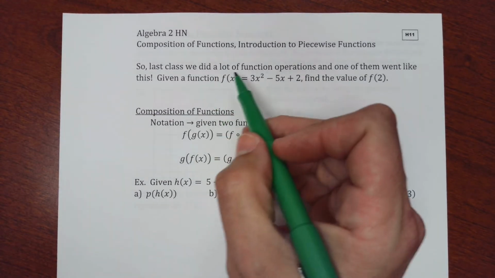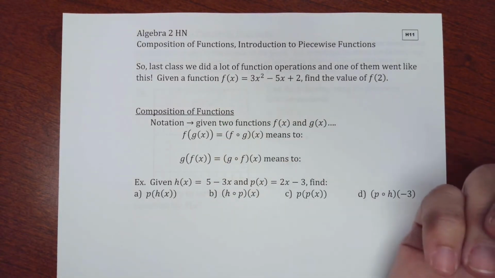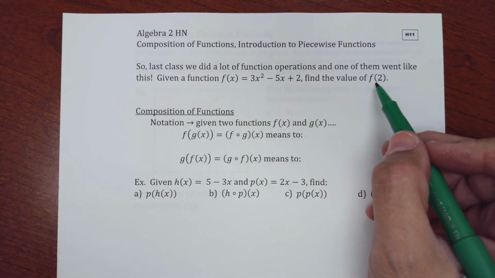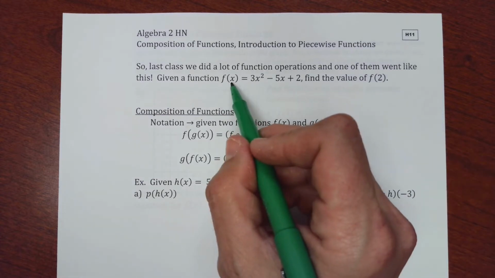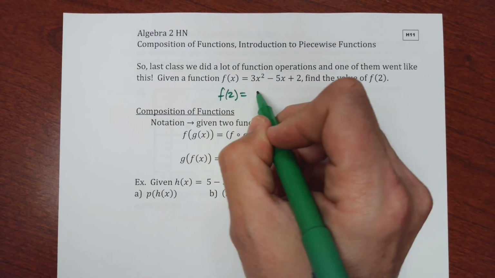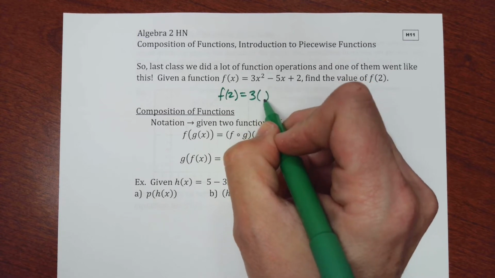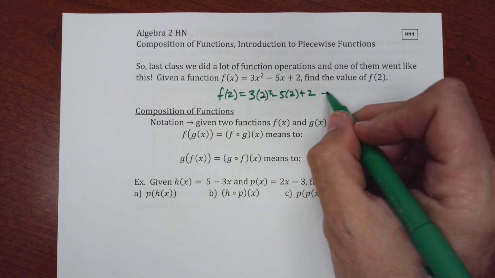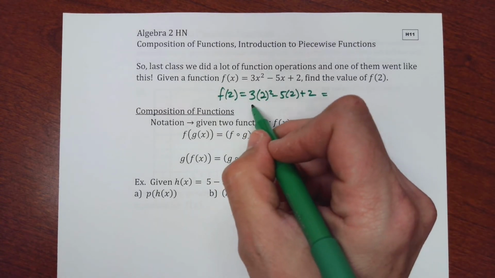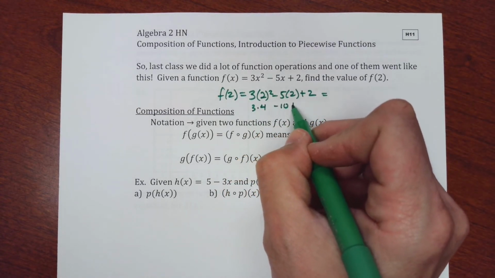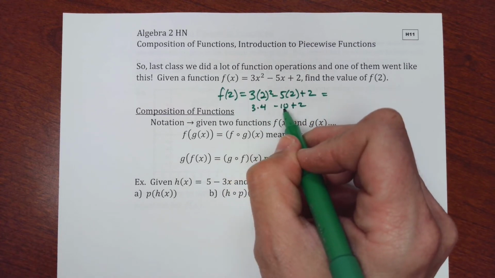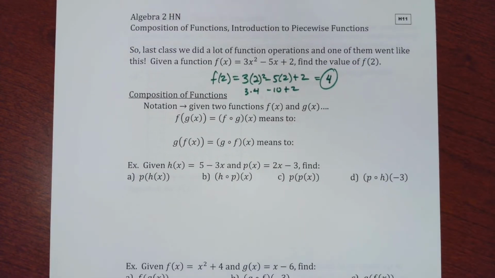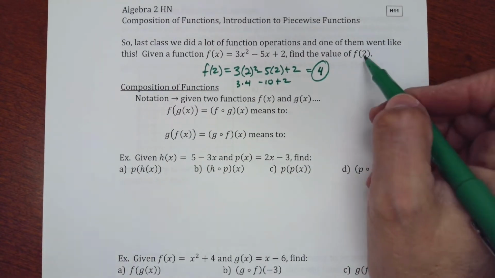Right, so last class we did a lot of function operations, and one of them went like this: when somebody gave you a function and they said, hey, find f of 2. That does not mean multiply, that means to plug 2 in place of the x, right? So f of 2 is 3x squared minus 5x plus 2, so 3 times 2 squared minus 5 times 2 plus 2. All right, so then we do PEMDAS. 2 squared is 4, so this is 3 times 4 minus 10 plus 2. That's 12 minus 10 is 2. 2 plus 2 is 4.